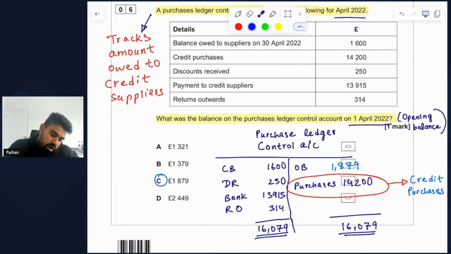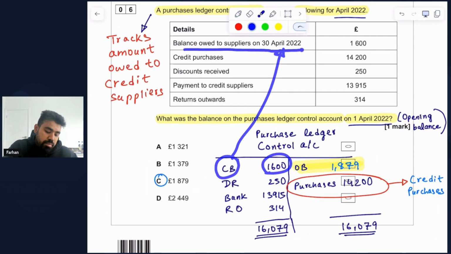So this number was derived by ourselves. I'm going to highlight this number for the time being so we can show you how we got this number later. The closing balance is £1,600, which is also known as the balance carried down. Now the closing balance is given in the first line of the table. Balance owed to suppliers on 30 April 2022 is £1,600. So that is what the closing balance is, 1,600.